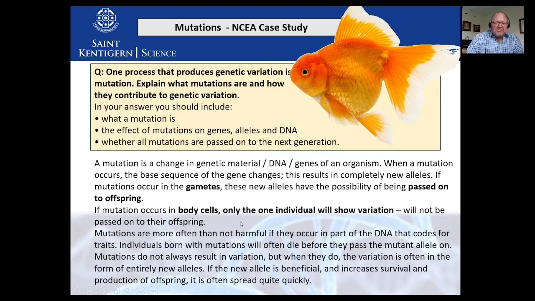If a mutation occurs in body cells, only the one individual will show variation, and it will not be passed on to the offspring. Mutations are more often than not harmful if they occur in the part of the DNA that codes for a trait. And we said individuals born with mutations will frequently die before they pass on the mutation. If the new allele is beneficial and increases survival, the production of the offspring is often spread quickly.